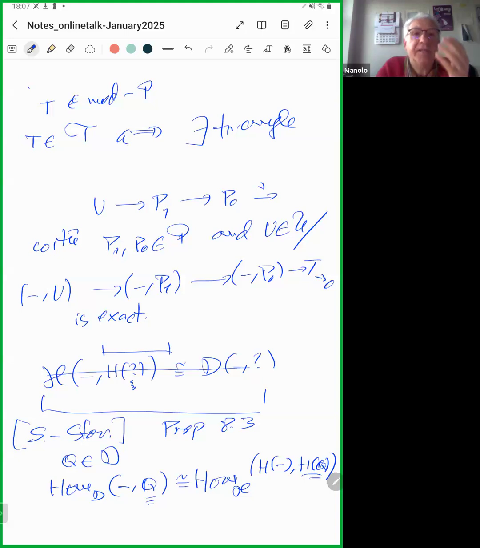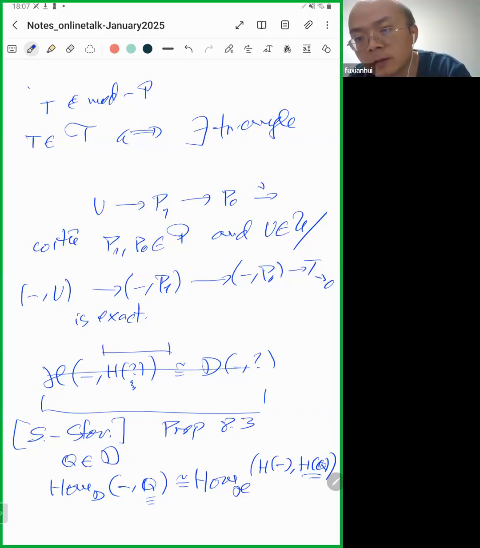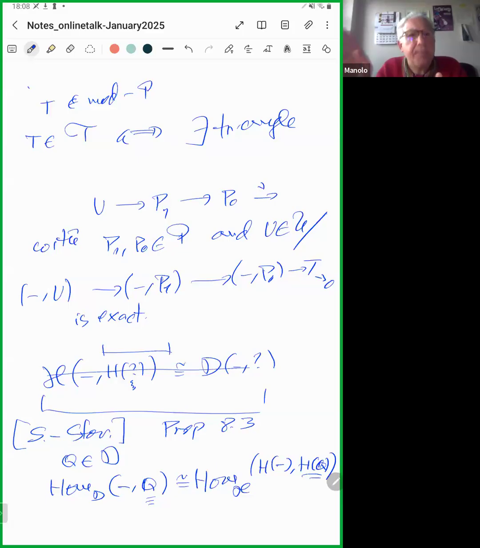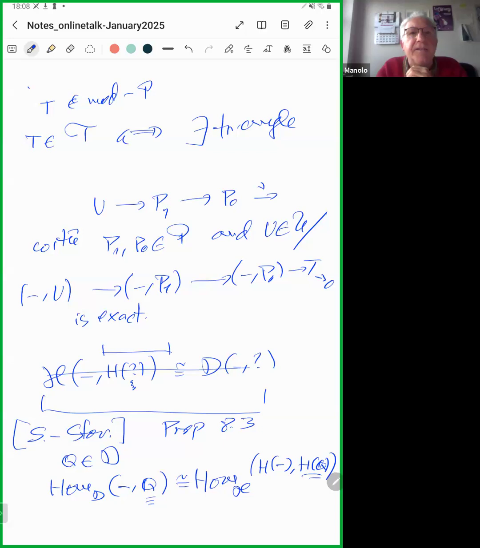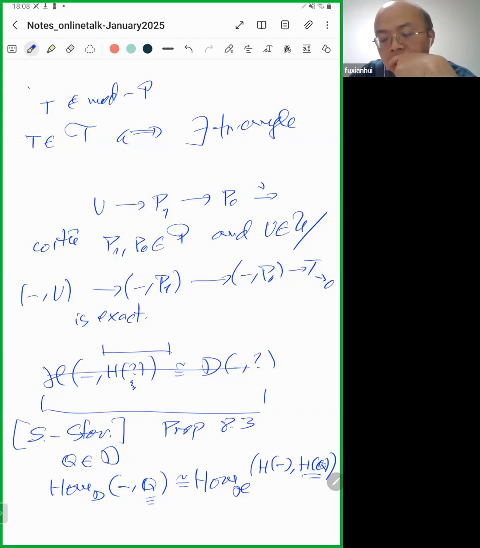I mean, the basic idea, the philosophy behind purity when you go from the compactly generated world, is that a triangle should be pure when any cohomological functor to an AB5 abelian category takes it to an exact sequence. That is the philosophy behind purity in an arbitrary triangulated category. Right, with coproducts, always with coproducts.